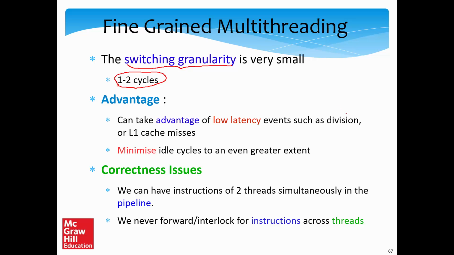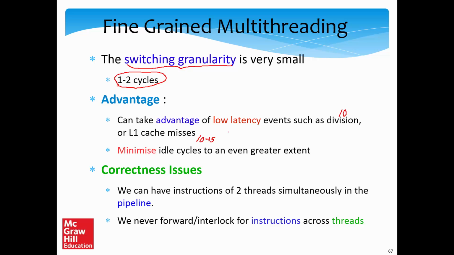So consider the case of division first. If you go back to when we were discussing computer arithmetic, you would recall that division was a very slow operation. Typically, it would take 10 plus cycles, 10, 15 cycles for a division to happen. And even an L1 cache miss might also take 10 or 15 cycles. So these are relatively low latency events as compared to an L2 miss or an IO request.